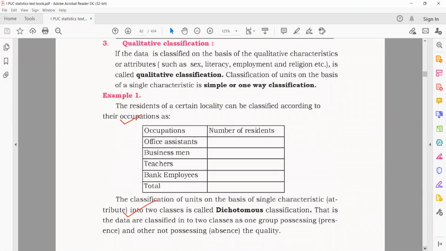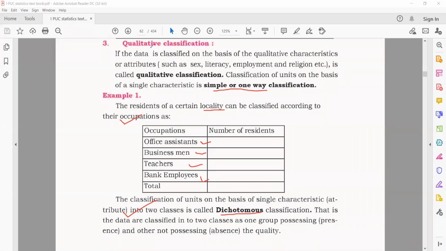Qualitative classification. So you are observing a certain number of people of a particular locality, and you are identifying them or grouping them into how many are office workers, how many are doing business, how many are teachers, bank employees, others, etc. This is the classification. So this is a simple table. This table is called a one-way or simple table. We'll look into various categories of tables also in the coming classes.